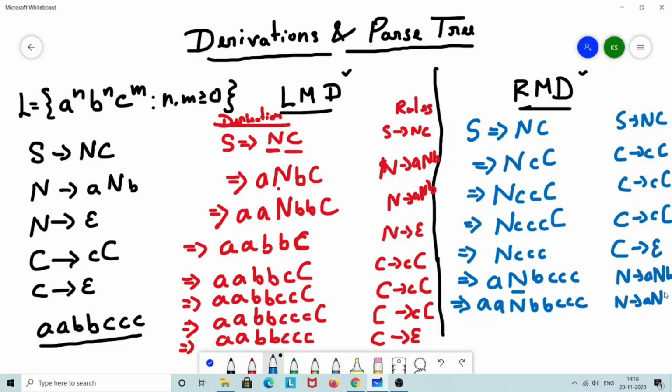N gives A, N, and finally I will substitute this N with epsilon such that I get AABB followed by 3C. So N is substituted with epsilon. Now, even now, I was able to generate this, right? AABB followed by 3C. Okay. So irrespective of leftmost or rightmost, I was able to derive this. So if you apply any rule, you should be able to generate a valid string if the grammar is correct, if the rules written in the grammar are correct. Okay. So this is about leftmost derivation and rightmost derivation.